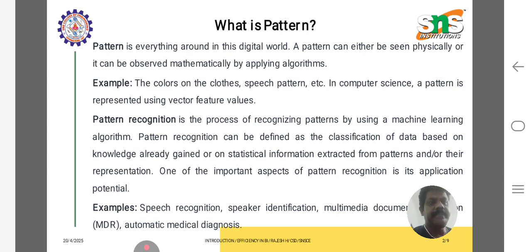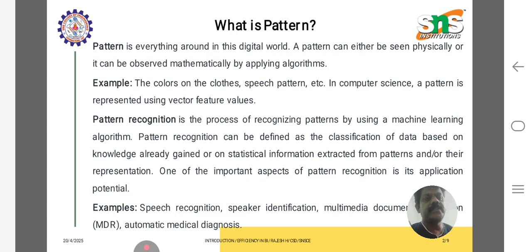In computer science, a pattern is represented using vector feature values. Pattern recognition is the process of recognizing patterns by using a machine learning algorithm. Pattern recognition can be defined as the classification of data based on knowledge already gained or on statistical information extracted from patterns or their representation.